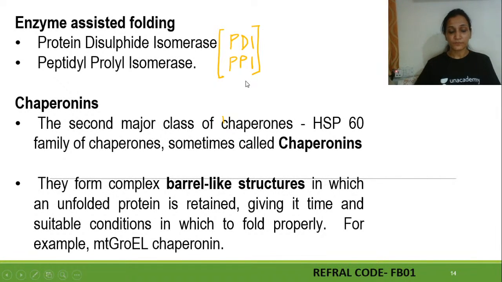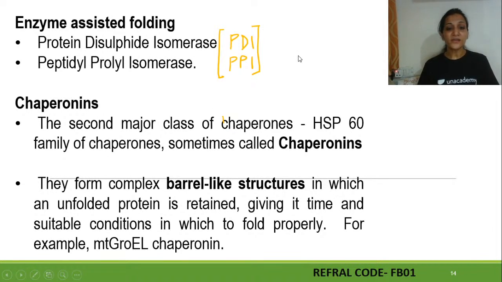Now, we have seen that in enzyme assisted folding, there are two types of enzyme that are participating: protein disulfide isomerase and peptidyl prolyl isomerase. So try to remember the names, right?